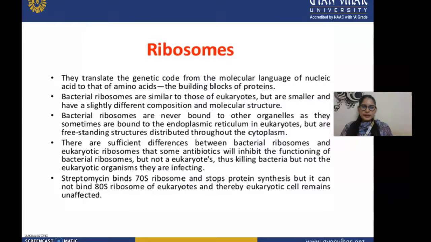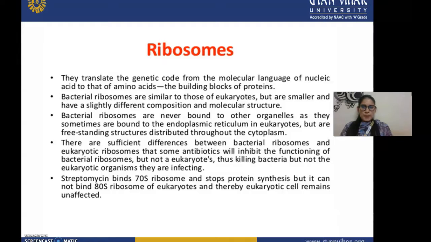Now what are ribosomes? They translate the genetic code from the molecular language of the nucleic acid to that of the amino acids, the building blocks of the protein. Bacterial ribosomes are similar to those of eukaryotes but are smaller and have a slightly different composition and molecular structure. Bacterial ribosomes are never bound to other organelles as they sometimes are bound to the endoplasmic reticulum in eukaryotes, but are freestanding structures distributed throughout the cytoplasm.